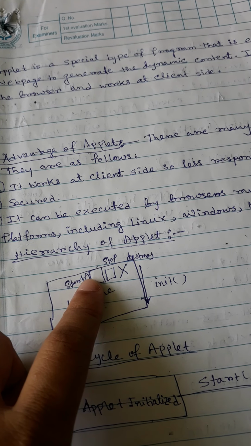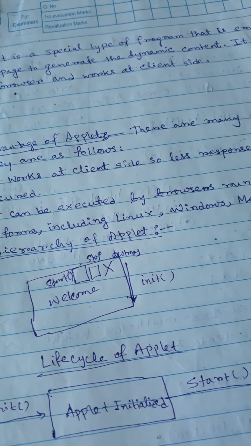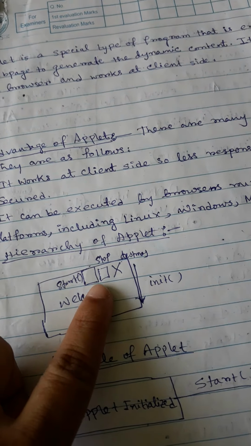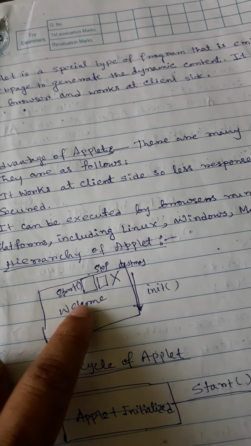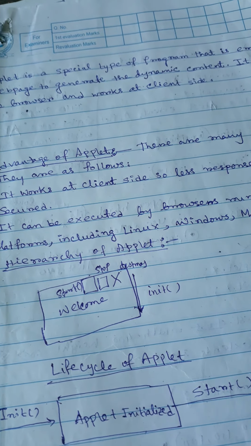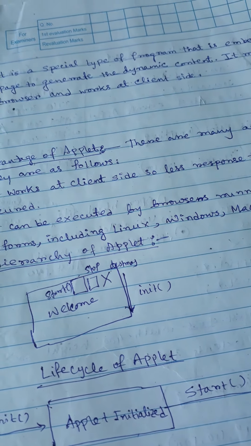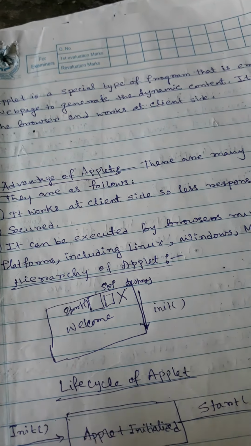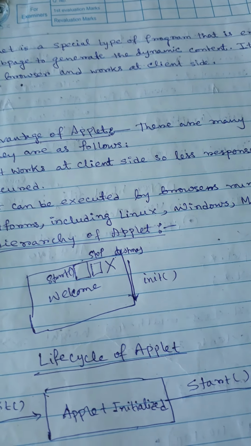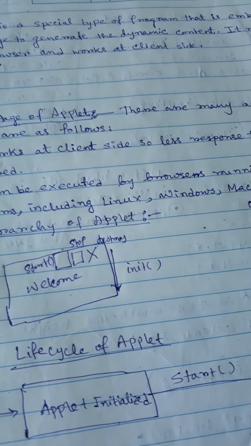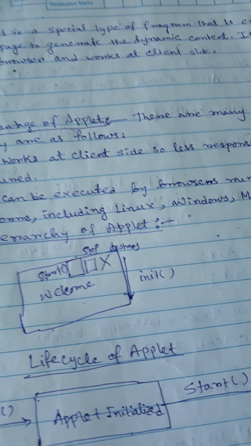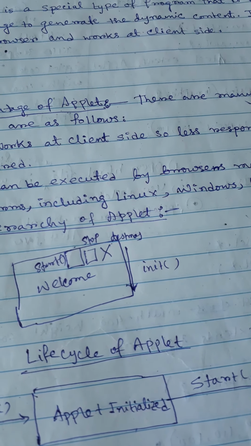Suppose you are scrolling using the mouse, so the init method will be called. If you click the maximize button, then the start method will be called. If you want to minimize this screen, then the stop method will be called. If you want to close this applet output, then the destroy method will be called. So four methods are there in the applet class. That's why the applet class must be imported in your code.